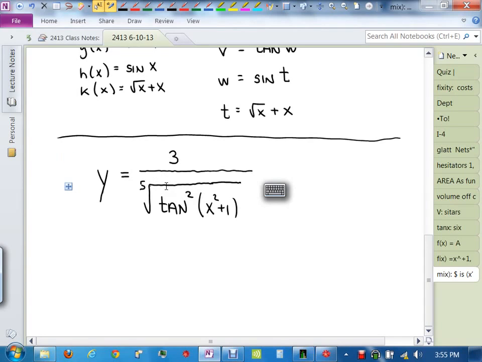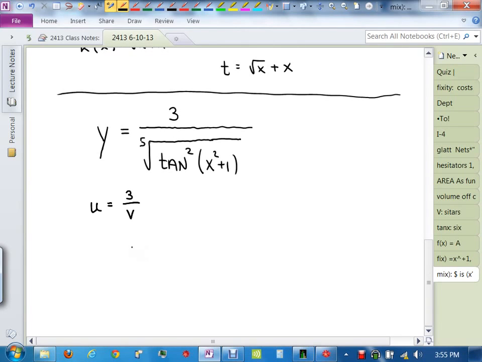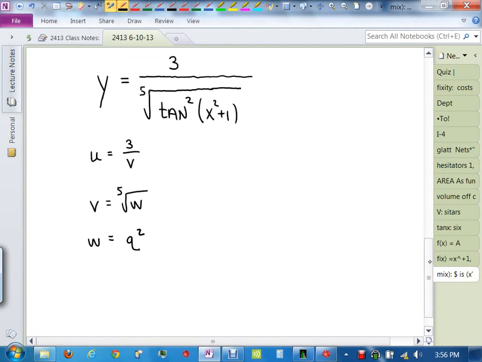Then 3 over that, right? So I think I'll start off with u is equal to 3 over something, v, all right? Now, what's v? It's the fifth root of something, w. Okay, what was w? It's something squared, right? T, whatever you want. I'm going to use q just to show you. You can use whatever letters you want. Q squared. What's q?